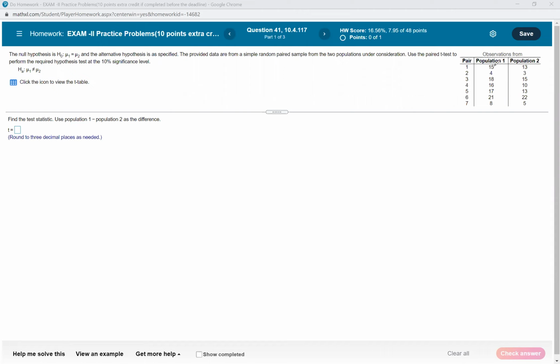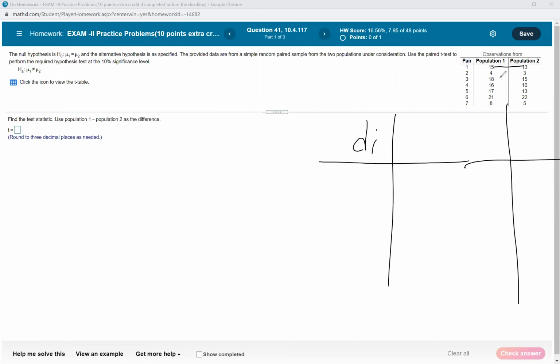So first you need to calculate the difference, which is Di. Di means the difference of the ith observation. So 15 minus 13 is 2, 4 minus 3 is 1, 18 minus 15 is 3, 16 minus 10 is 6, 17 minus 13 is 4, 21 minus 22 is -1, and 8 minus 5 is 3. So first you need to calculate the difference between this data and this data.